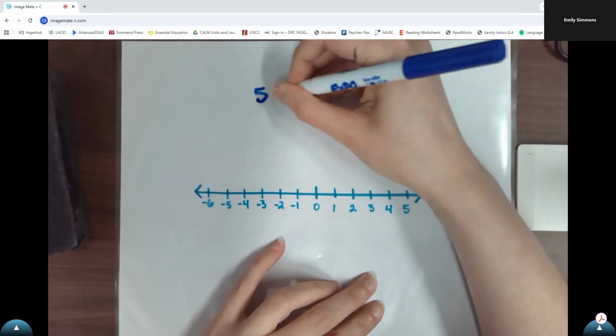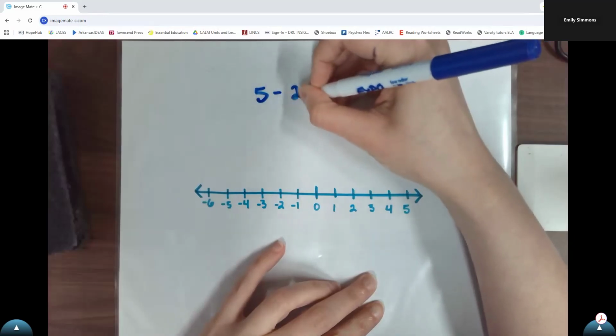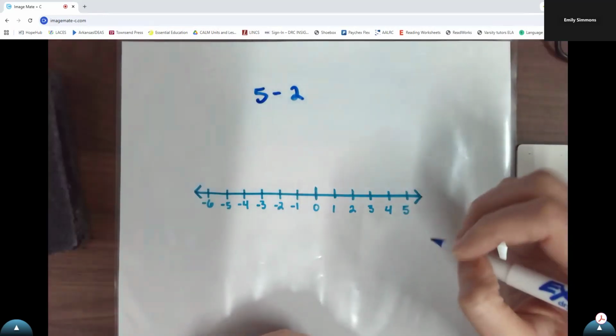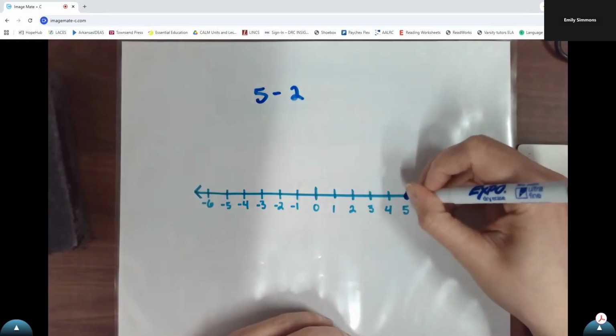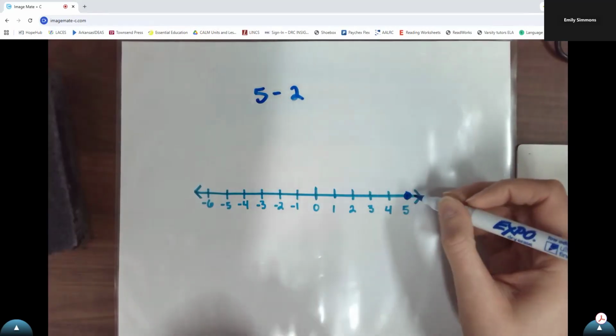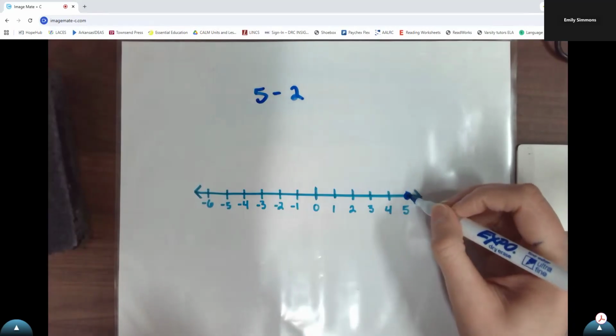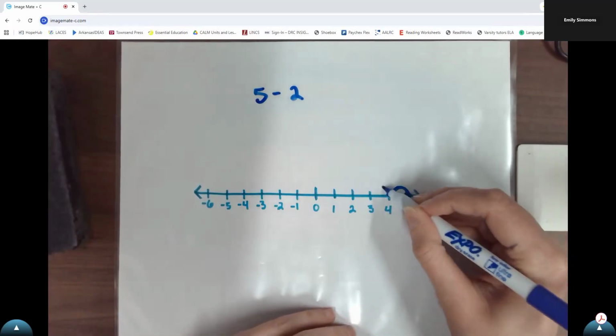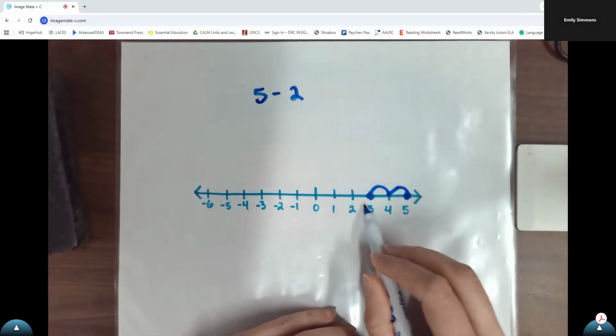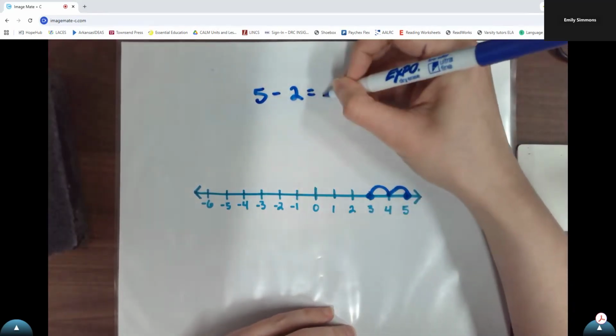So we're pretty used to something like 5 minus 2. On our number line, we could start at 5, and then because we're subtracting, we're taking away, we're going to the left. We take away 2, go over 2 spots, and you get 3.